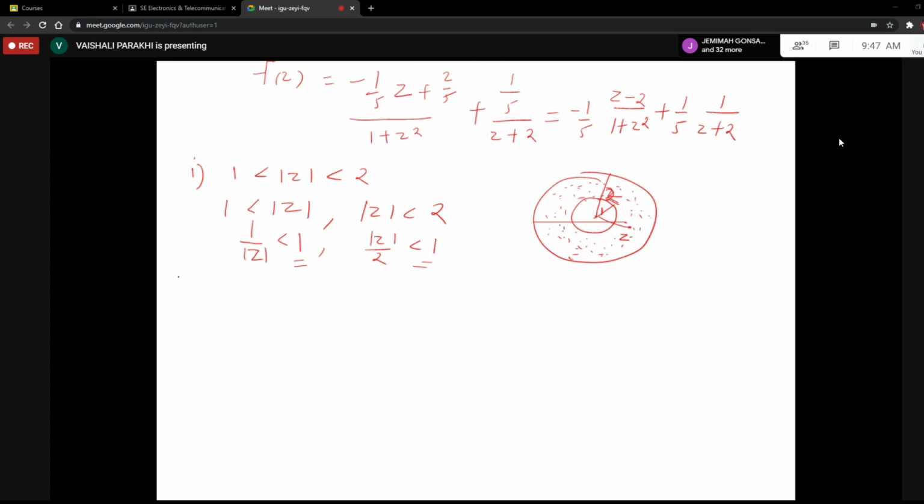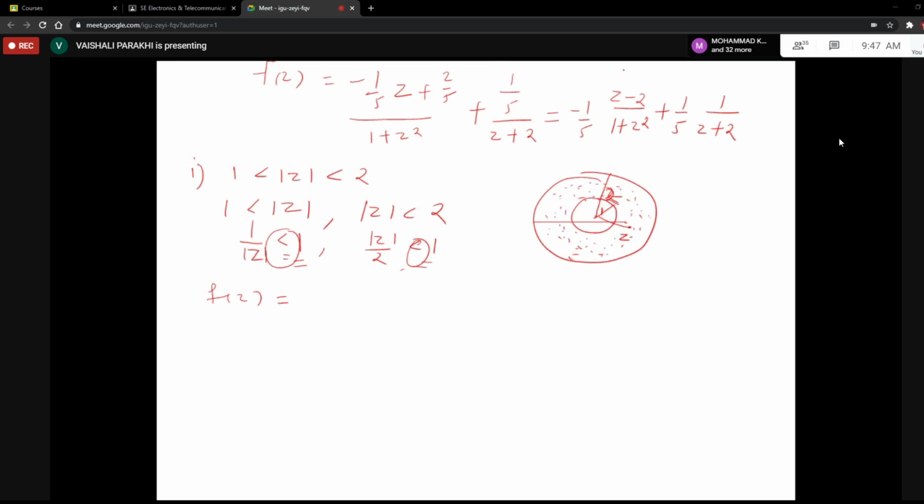Now see, for example, in this problem, once you make it less than 1 at both places. Have you understood what I did here? This is a very important step. Now I'm going back to my f of z. Okay, this is f of z, right?